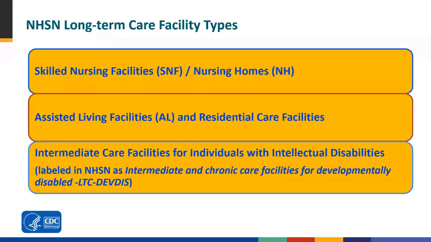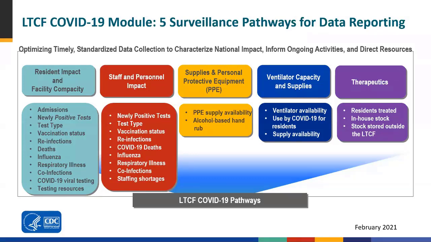Okay, so facilities eligible to report COVID-19 data to NHSN include skilled nursing facilities and nursing homes, assisted living facilities and residential care facilities, and intermediate care facilities for individuals with intellectual disabilities. This is currently labeled in NHSN as intermediate and chronic care facilities for the developmentally disabled. So here we've got our 5 surveillance pathways. Collectively, these pathways optimize timely, standardized data collection used to strengthen COVID-19 surveillance locally and nationally, in addition to informing ongoing activities to support providers and direct resources.